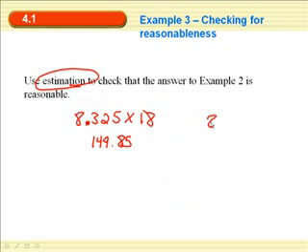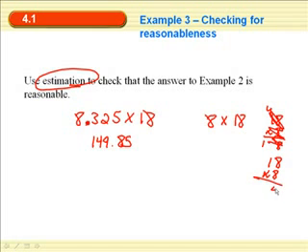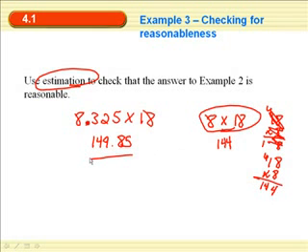8.325 is close to 8. 18, you know, it's already a whole number, so we don't need to round that one. 18 times 8, did I do that right? No. 8 times 8 is 64. That would be about 144 when we estimate it, and the actual answer was 149. Those are pretty darn close, so we would say yes, our answer is reasonable.